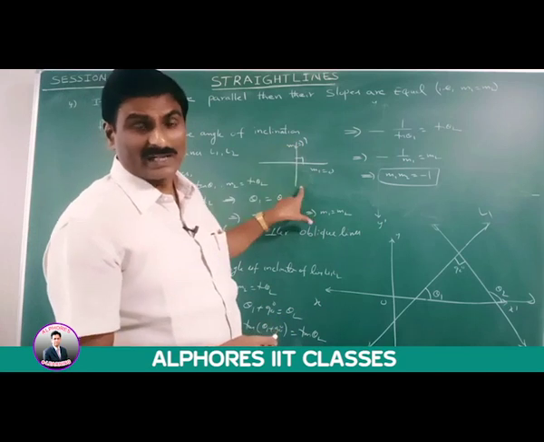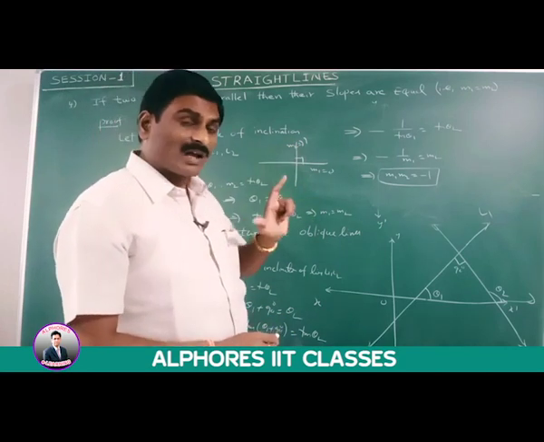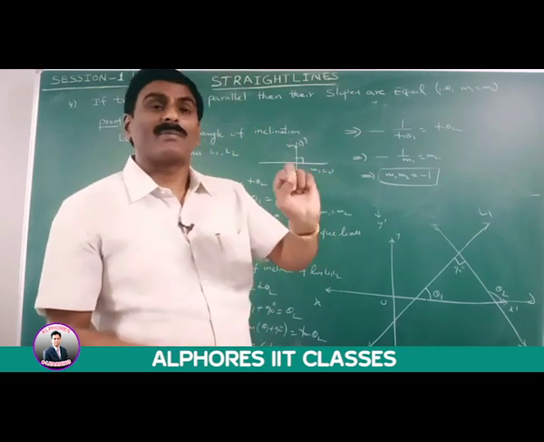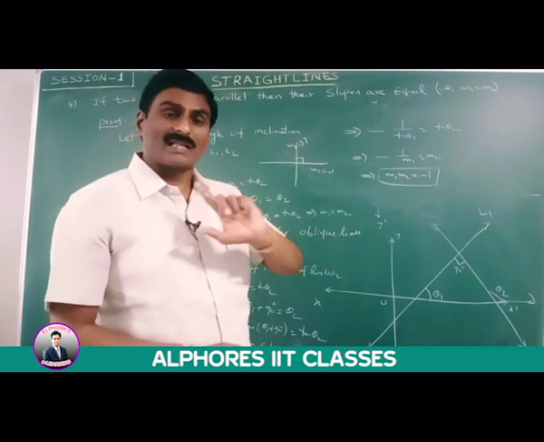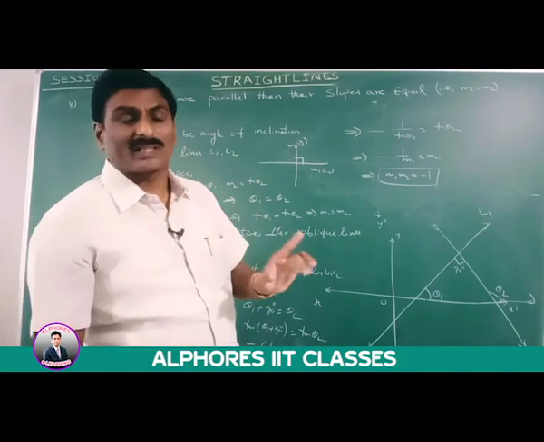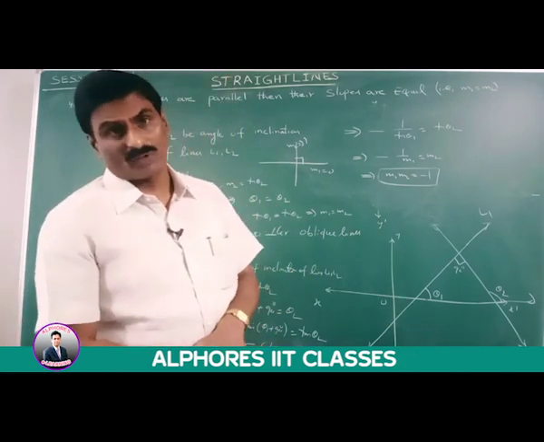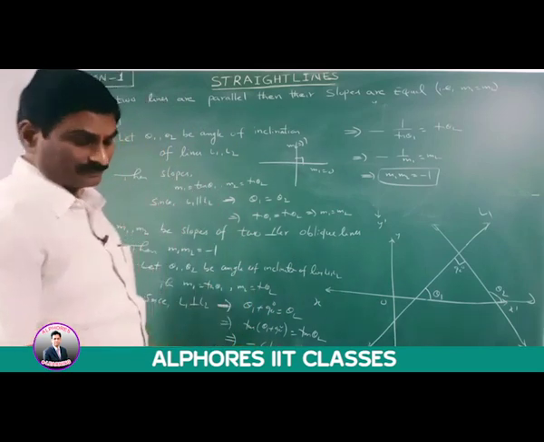Please observe these values. If the lines are horizontal and vertical, the angle between the two lines is always 90 degrees. But in this case, m1 m2 is not equal to minus 1. That means m2 is not defined, so we can't find that value. Please note that.